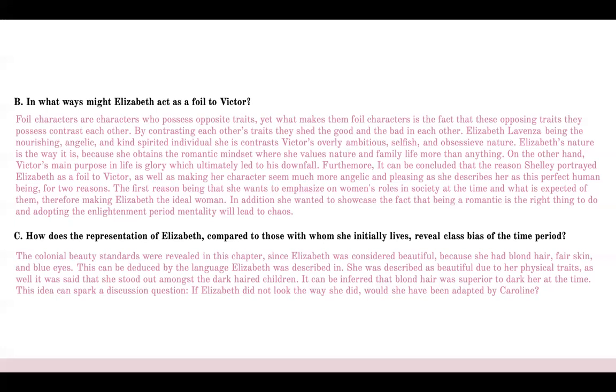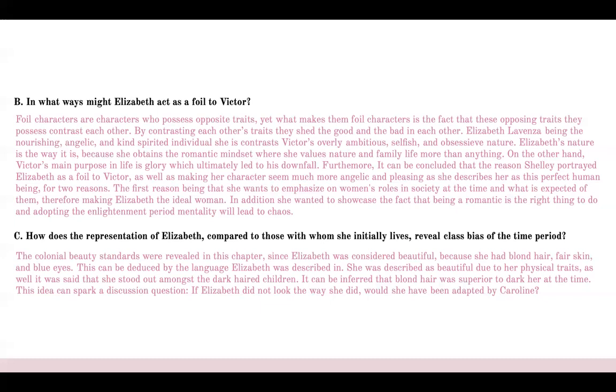And now we're going to be talking about question C. How does the representation of Elizabeth compared to those whom she initially lives with reveal bias, class bias of the time period? This is the colonial beauty standards, which were revealed in this chapter, like I previously mentioned, since Elizabeth was considered beautiful because she had blonde hair, fair skin, and blue eyes.